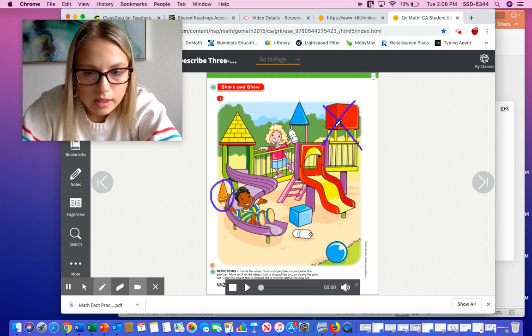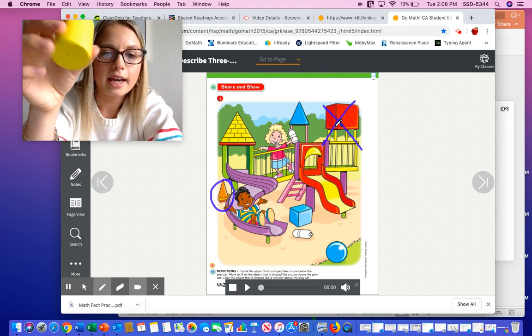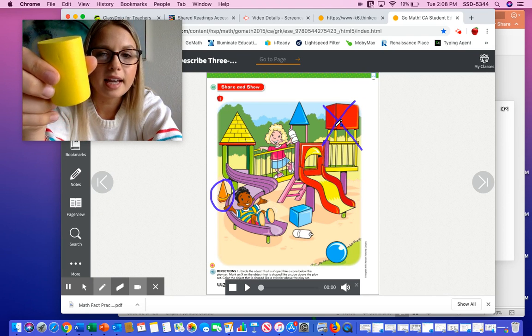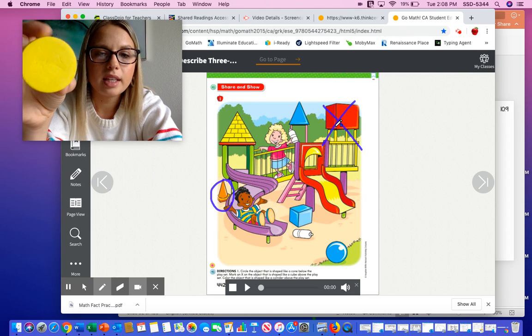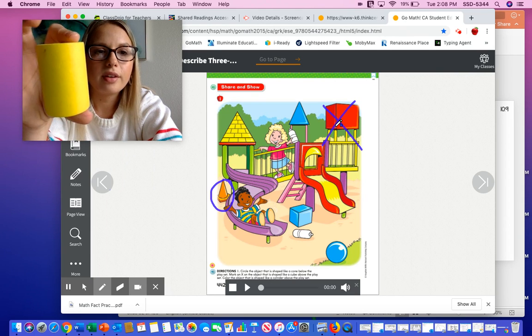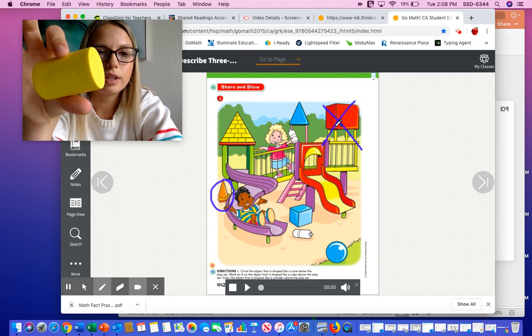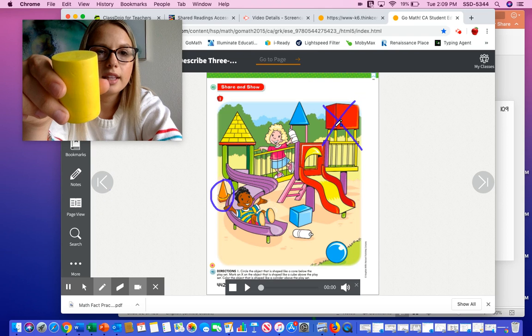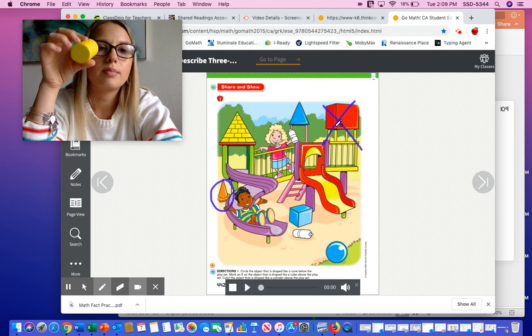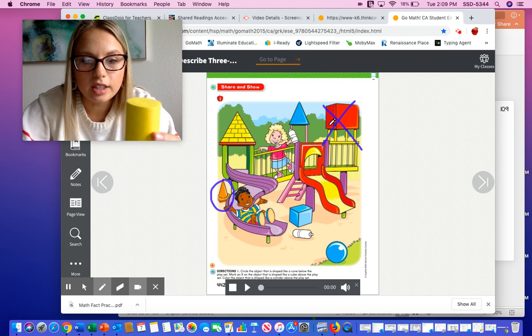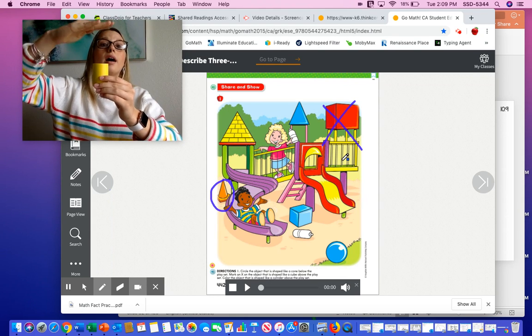Now, our last direction says to color the object that is shaped like a cylinder above the playset. So we're looking for something that looks like a cylinder. Remember, if I turn a cylinder sideways, it can look different too, right? So we can look for something this way. It kind of looks like something you would drink out of. Can you find a cylinder that is above the playset?